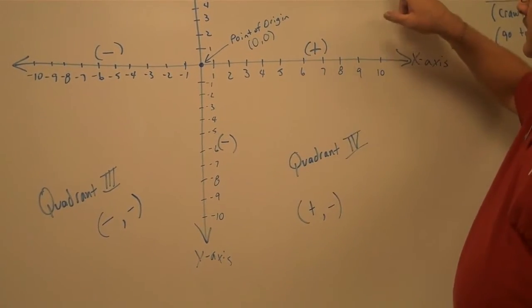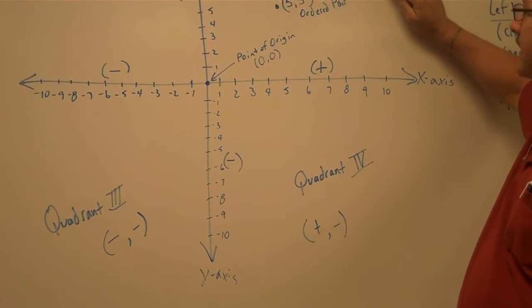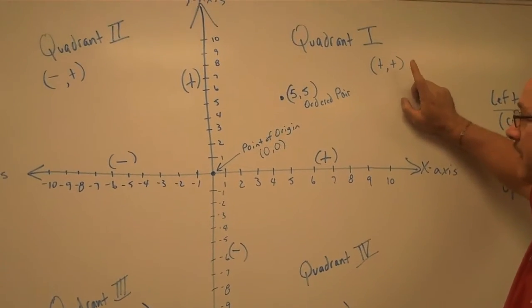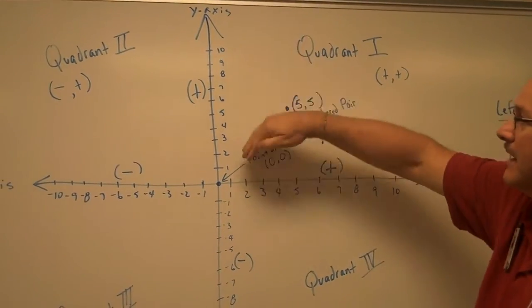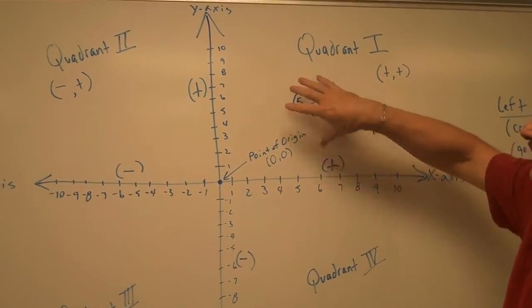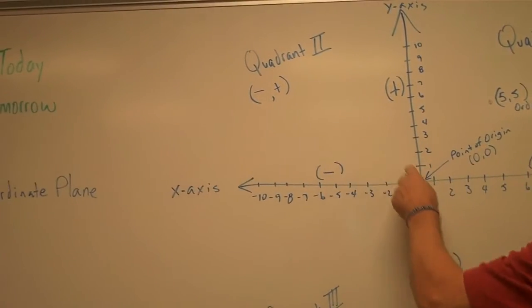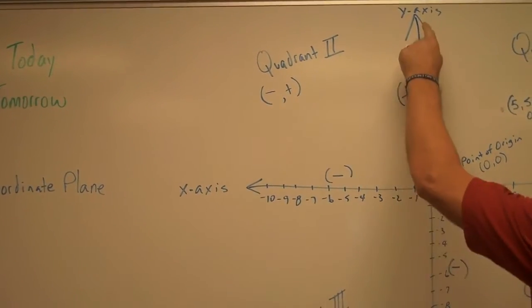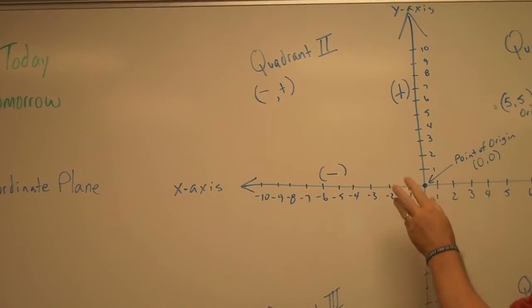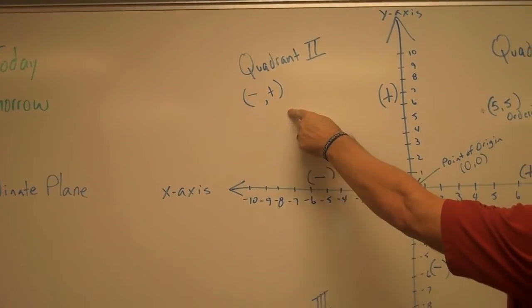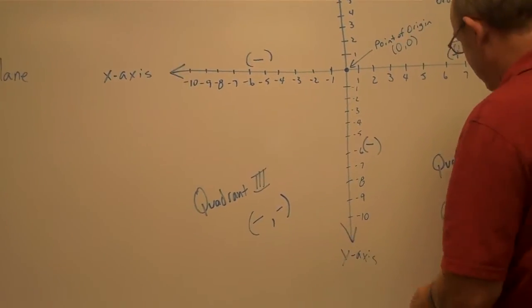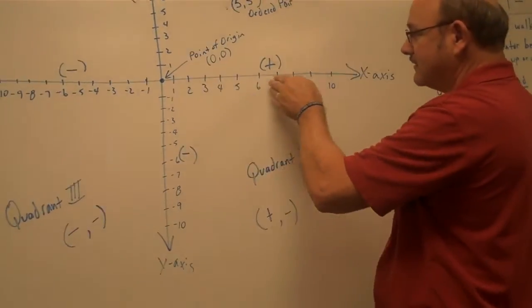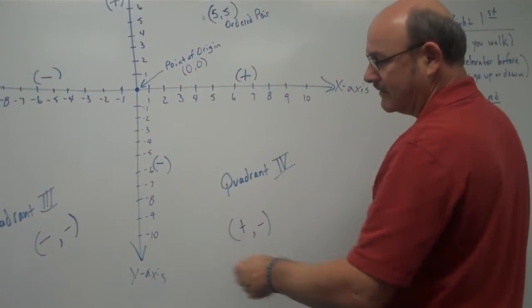You may notice I put on here quadrant 1 means that it's positive, positive. It's on the positive X line and the positive Y line. Quadrant 2 is negative, positive. It's the negative side of the X and the positive side of the Y. Quadrant 3 is negative, negative, and quadrant 4 is positive, negative.